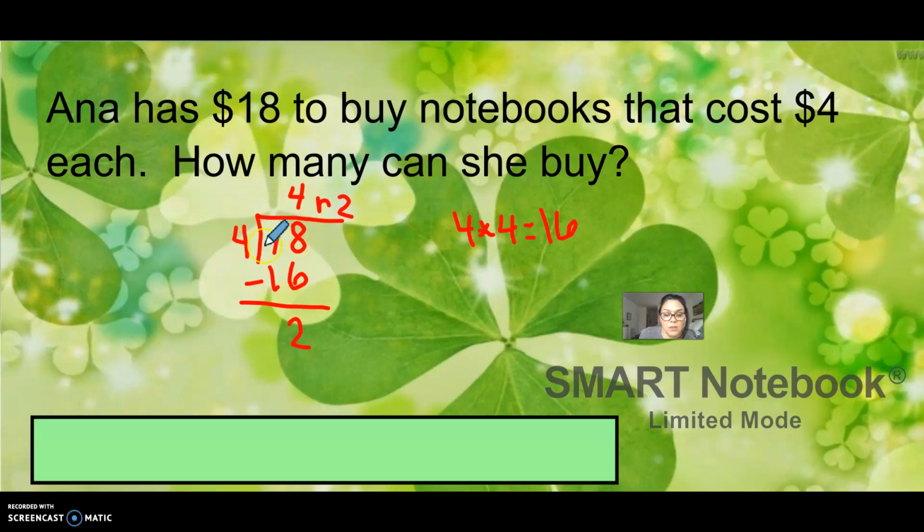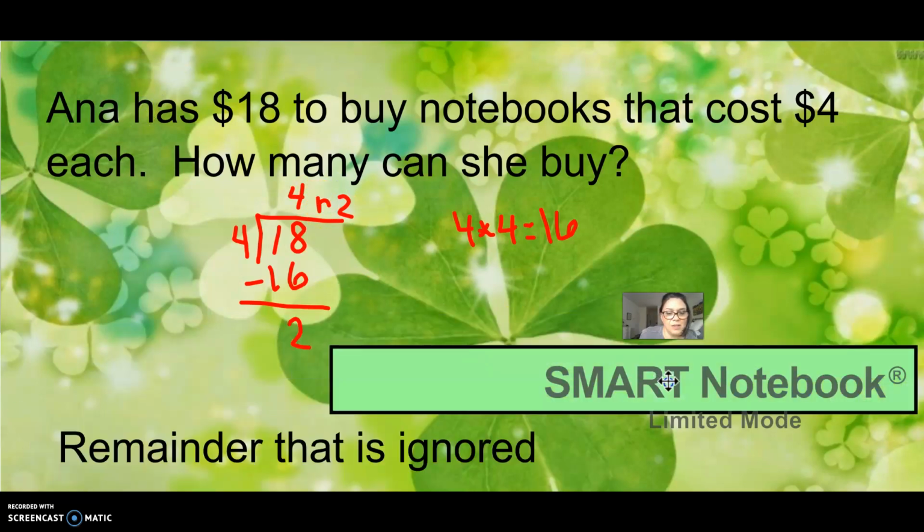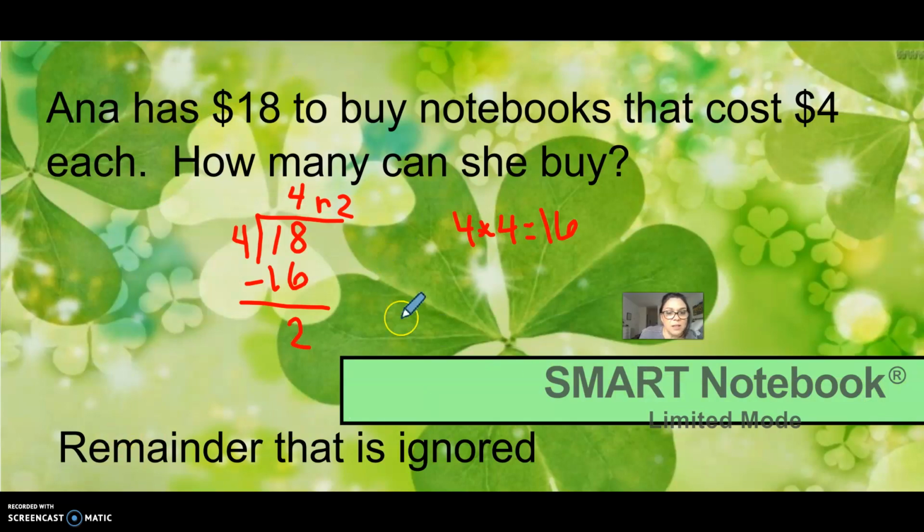What do I do with that remainder? What is that remainder? So this was $18, and I can buy 4 notebooks, and I will be left with $2. What can I do with those $2? Money can be divided equally. Do I report it as a fraction? I would buy 4 notebooks. Wait a minute, I can't buy a fraction of a notebook. I need to ignore this remainder because my remainder is $2. And $2 is not enough money to buy another notebook. So I'm going to ignore this remainder. And my answer is, Anna will buy 4 notebooks.